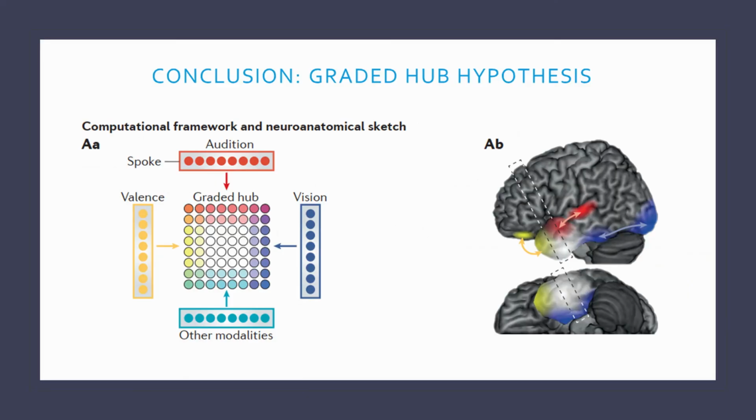So the conclusion that we can take from these clues is that the ATL seems to show graded functional specialization instead of having discrete regions for different functions. So the authors refer to this view as the graded hub hypothesis.